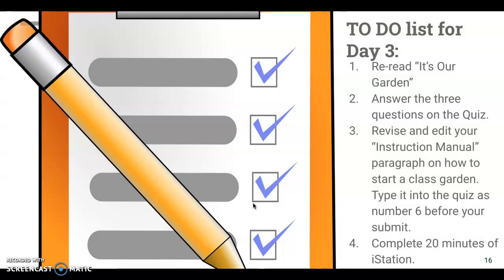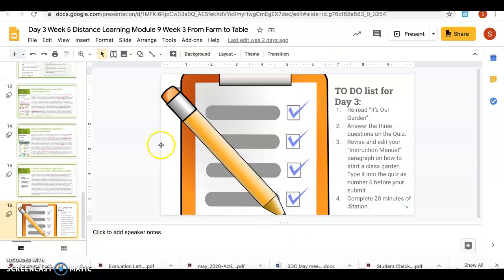So let's review. Today, you're going to reread It's Our Garden, answer the questions in the quiz, revise and edit your instruction manual paragraph on how to start a class garden, and either type it into the quiz as number 6 or take a picture of it and send me the picture. Don't forget to send me the picture. Complete 20 minutes of iStation. Once you finish these things, you'll be ready to enjoy your weekend.